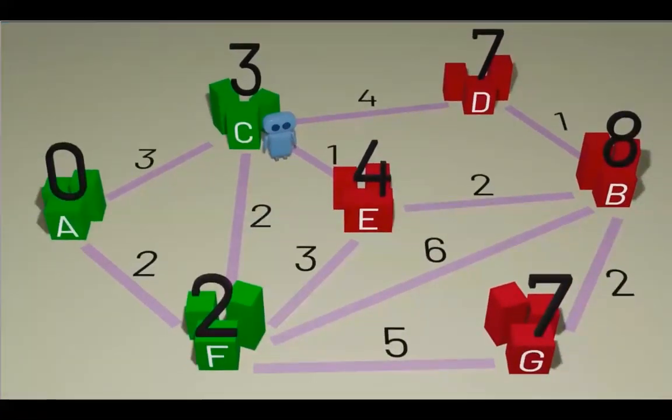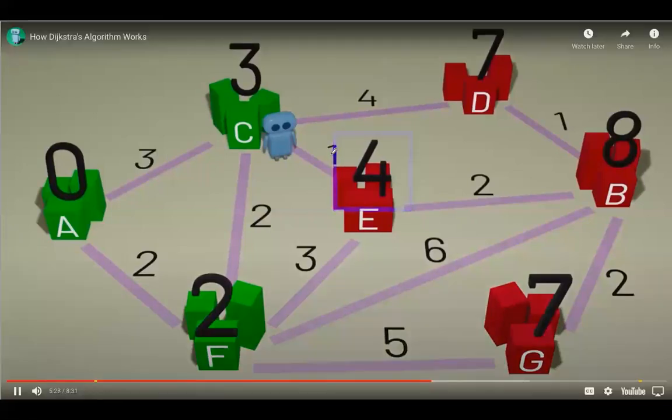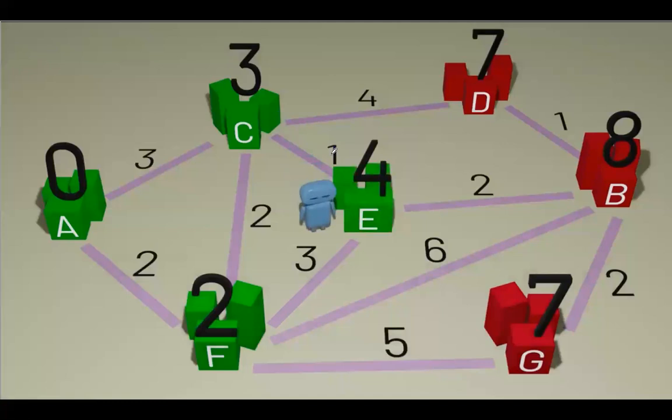The next town to explore is town E. Among all the unexplored towns, it has the smallest value. Notice that each time we explore a new town, it's guaranteed that we will have found the shortest path to get to that town. Since if there were some shorter path, we would have explored that shorter path first because we prioritize exploring these smaller values.